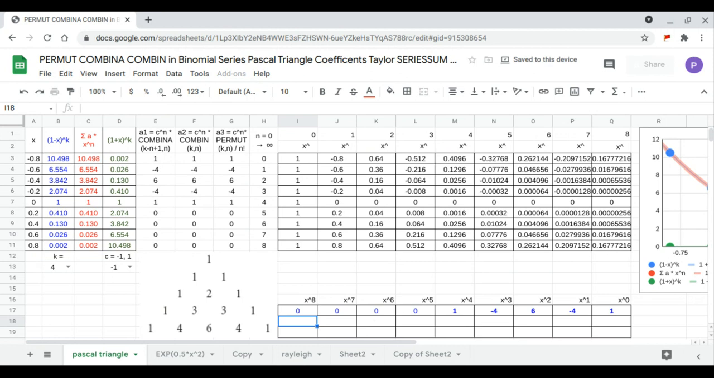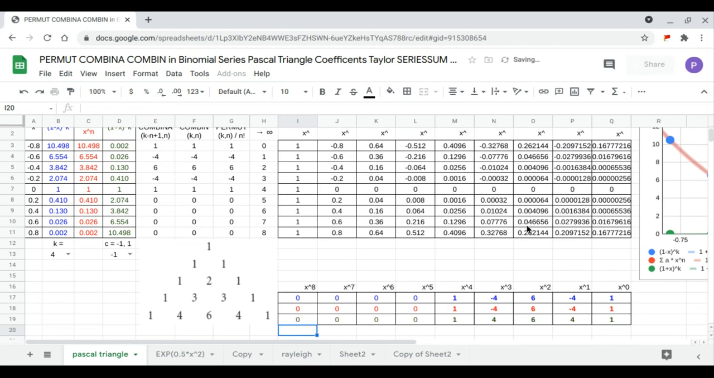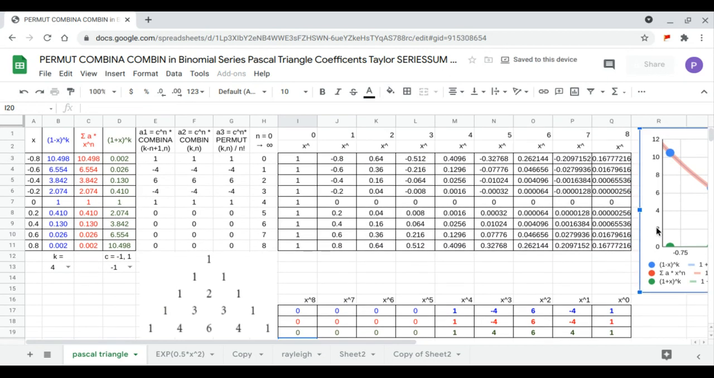And the expansion. So Linest data y and data x. And the 1 plus x to the power k. So Linest data y and data x. And enter. So let's compare.